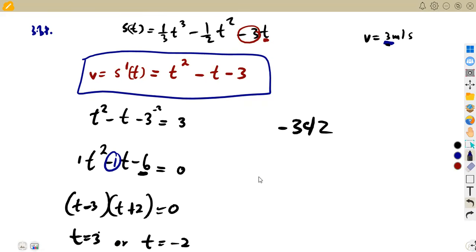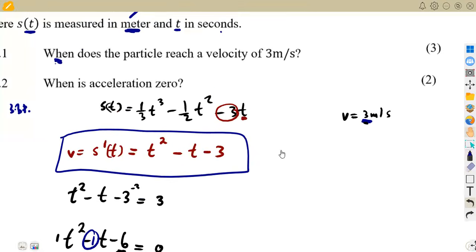If you are given that t should be greater than or equal to 0, we are going to take our t being 3. But in this case, we are not given that, so just write the two answers as they are: that t is negative 2, or our t is 3.